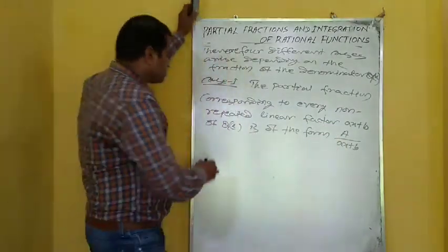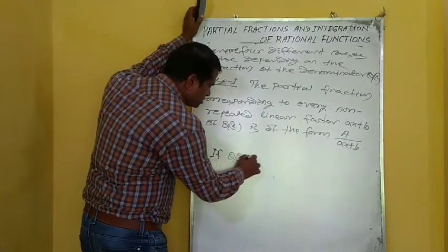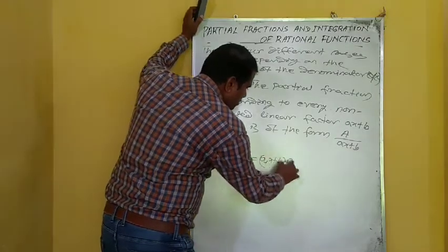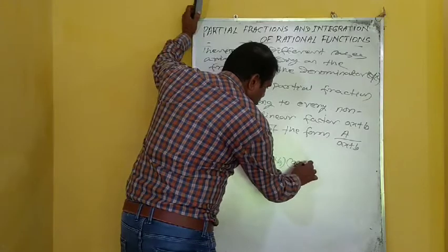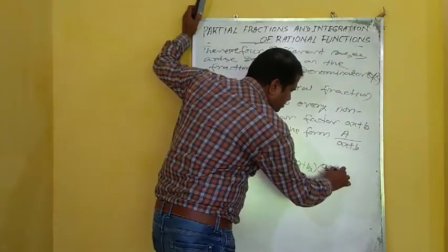Okay, suppose q of x is of the form a1x plus b1 whole into a2x plus b2 whole into a3x plus b3.